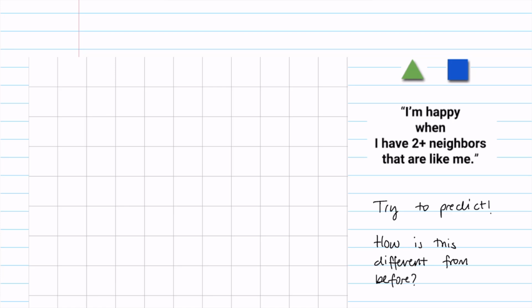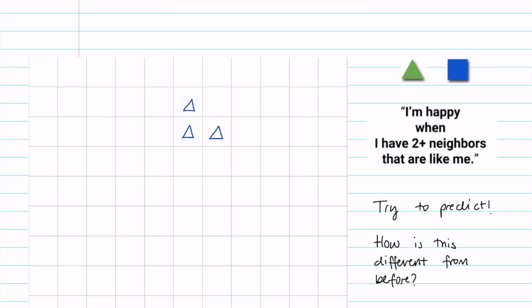So for example, maybe I can start filling in my triangles and squares here. If I put a triangle here and maybe a second triangle, I think under a lot of the old rules, where it's I'm happy when 20% or 30% or 50% of my neighbors are like me, these two triangles would be super happy. But these two right now are not, because they only have one neighbor like them, which is not 2 or more. So I would need to add a third triangle, and now all 3 triangles are happy.